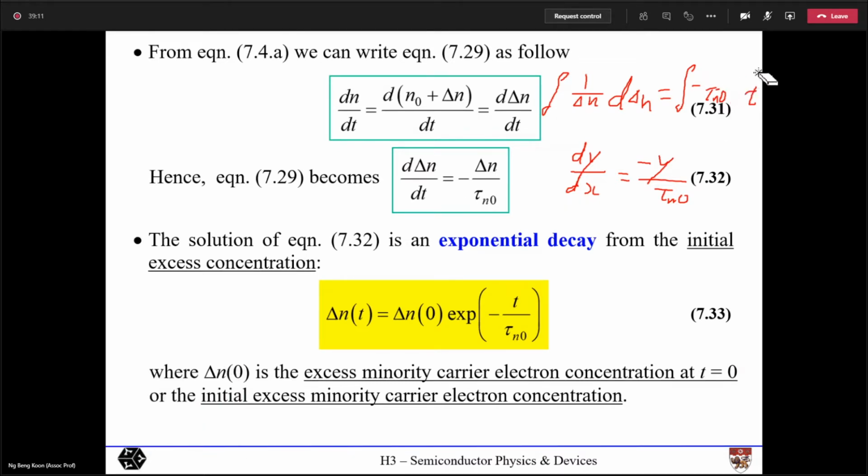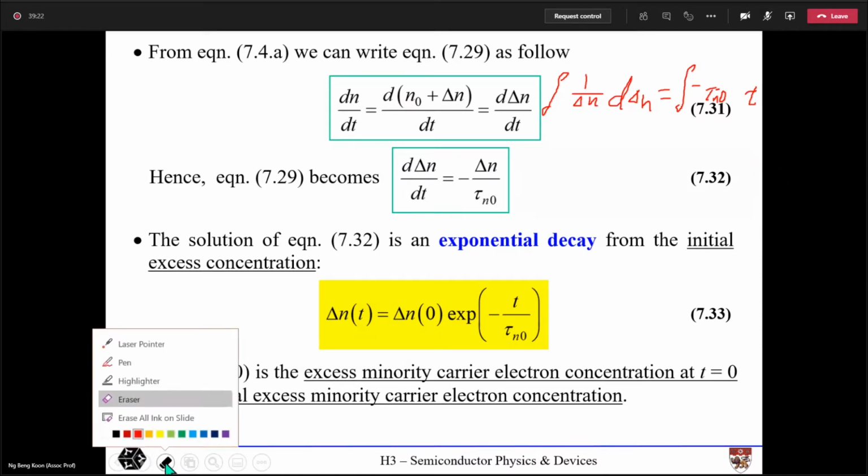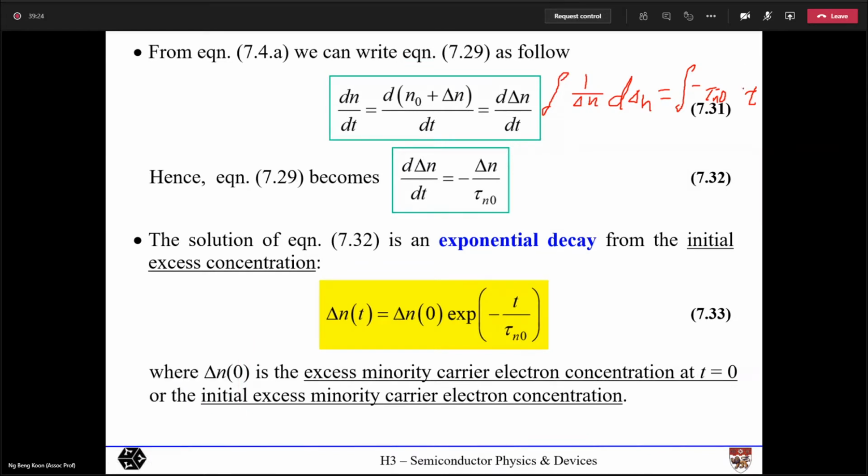So you can solve the first order differential equation by separating the variables, grouping them to the same side. For the integral of 1 over delta N d delta N, this will just give us the natural log of delta N.